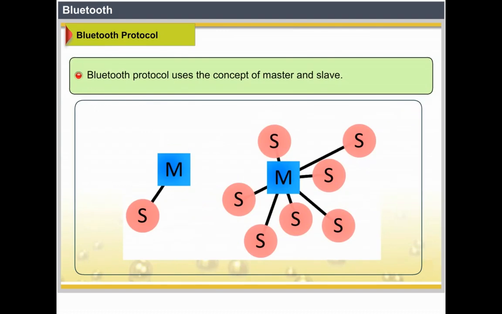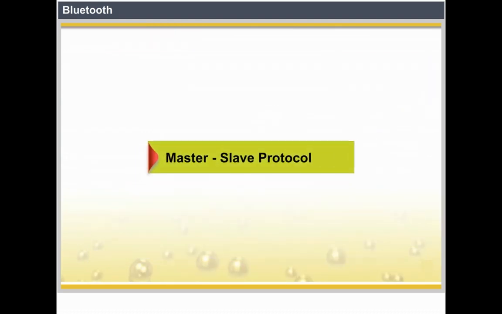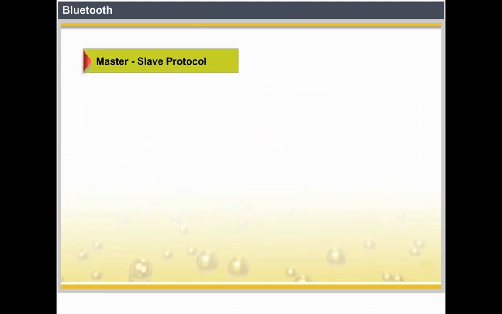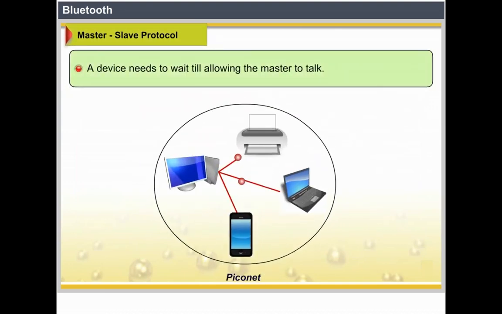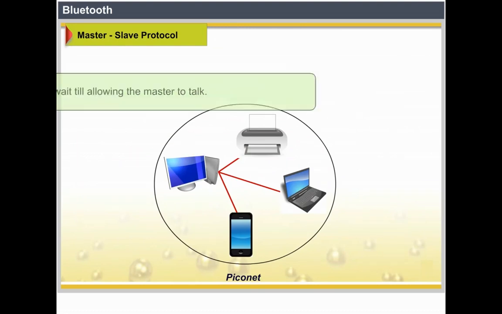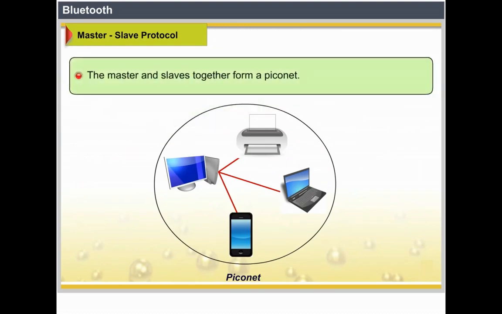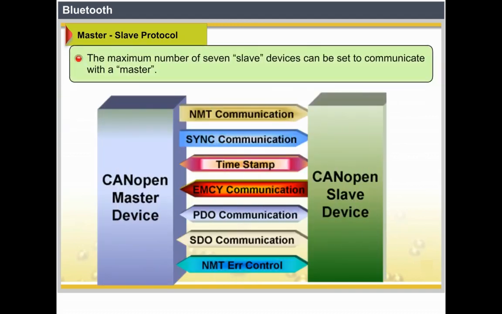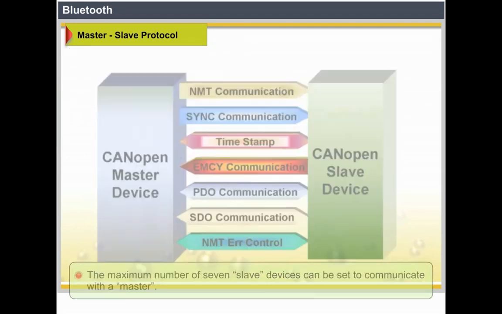Bluetooth protocol uses the concept of master and slave. Master-slave protocol: a device needs to wait till the time the master allows it to talk. The master and slaves together form a piconet. Up to 7 slave devices can be said to communicate with a master.